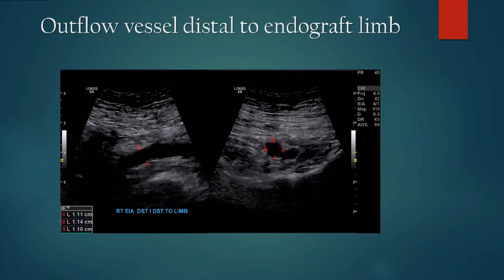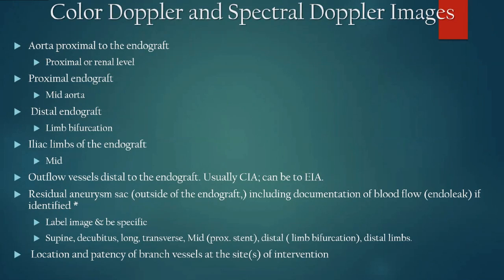And most importantly, we're going to evaluate the outflow vessel by measuring to ensure that there's no aneurysm distal to the endograft. Now on to our color Doppler and spectral Doppler images. So everything we just looked at in grayscale, we're going to go ahead and capture a color and a spectral Doppler as well. All those locations: proximal to the endograft, the mid-aorta endograft, each limb of the endograft, and the outflow vessel, which is usually the common iliac artery. However, if they have limb extensions, it may be the external iliac artery.